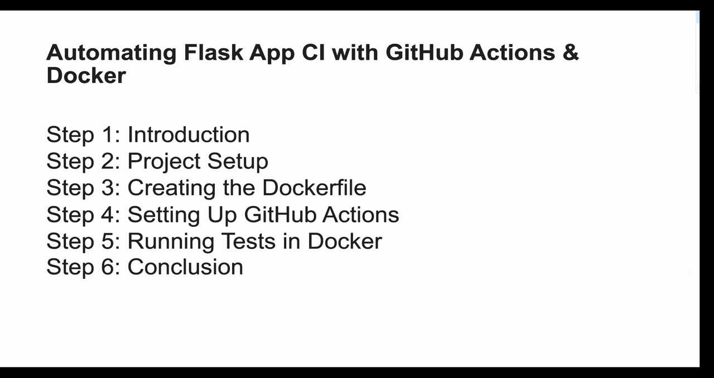To start, let's quickly cover why continuous integration or CI is crucial for modern development. CI allows developers to automatically test, build, and deploy their code whenever they push changes to a repository. This helps avoid breaking changes, ensures code quality, and speeds up the release process. In this video, we are using GitHub Actions for our CI, which integrates perfectly with GitHub repositories. We will also use Docker to containerize the Flask application, making it portable and easier to deploy.